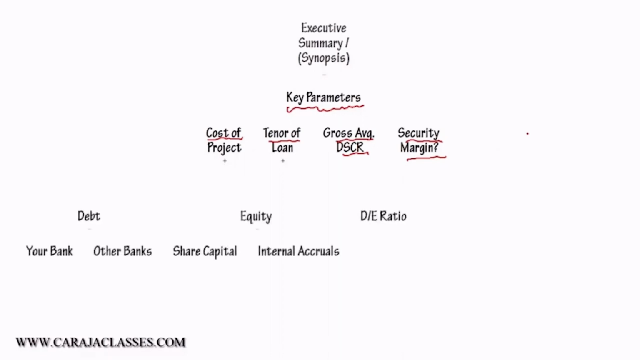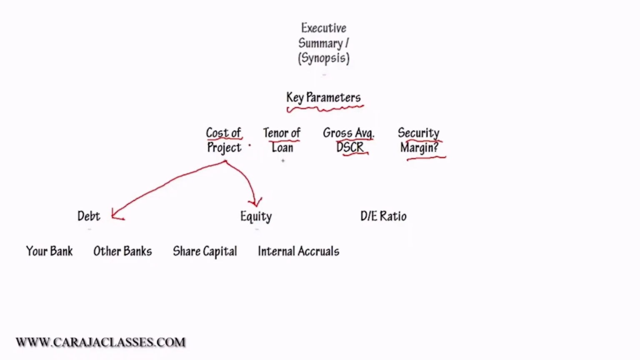Then key parameters related to the project which are going to be taken up with the term loan will be captured here. That is, what is the cost of the project, what is the tenor of the loan, what is the gross average DSCR, and what about the security margin. These four will give the overall view, or let's say bird's eye view of a project. When it comes to cost of a project, how much of this project is funded by debt, how much is being funded by equity? That's what bankers are interested in knowing.